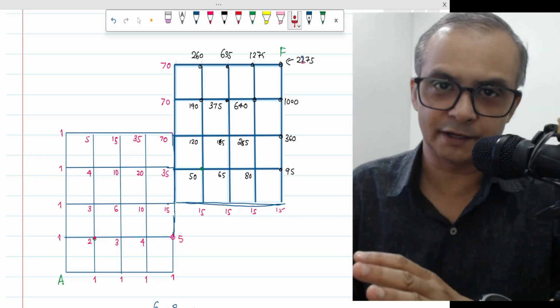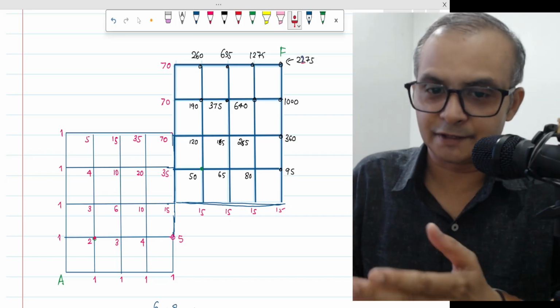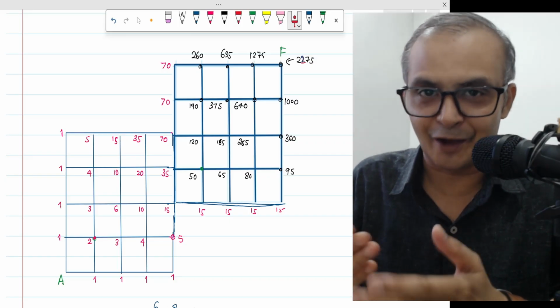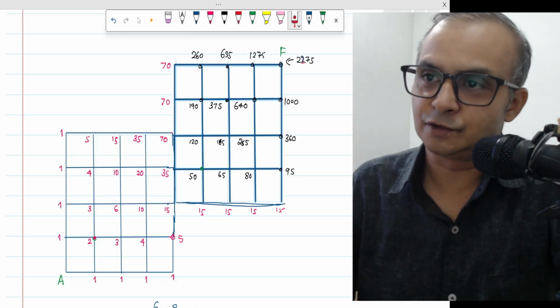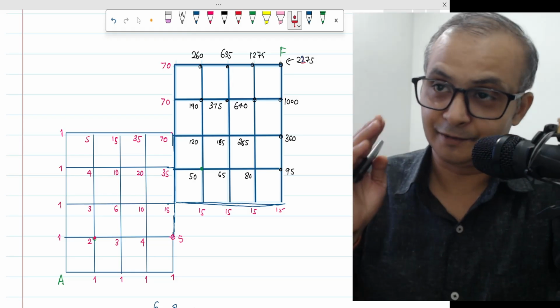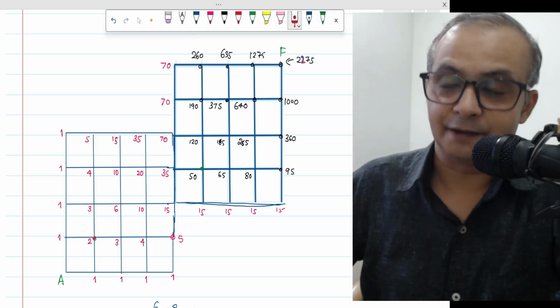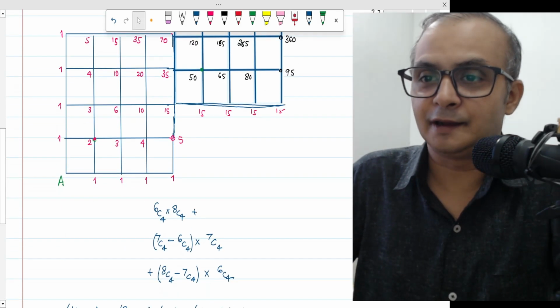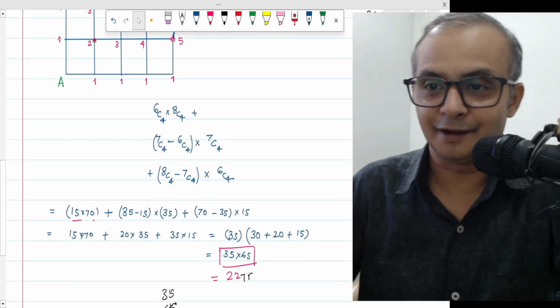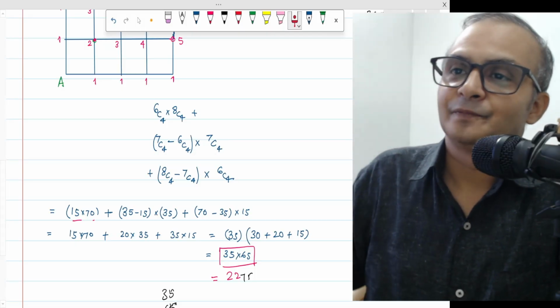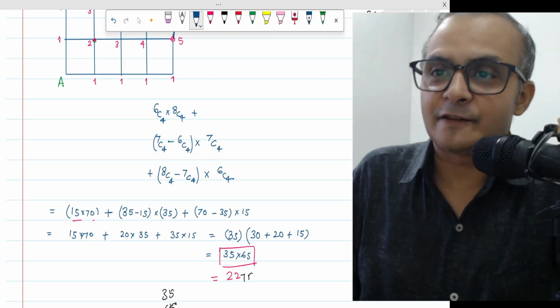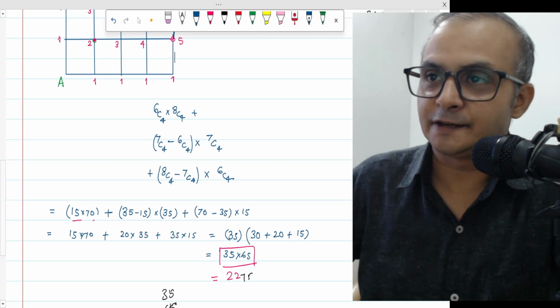You are simply counting, and from your simple class third and fourth counting skill, you can count the number of ways to reach the final destination from here. But how do we approach it in a more sophisticated, adult way? So what is that? This thing, 6C4 into 8C4, what I have written, please understand.